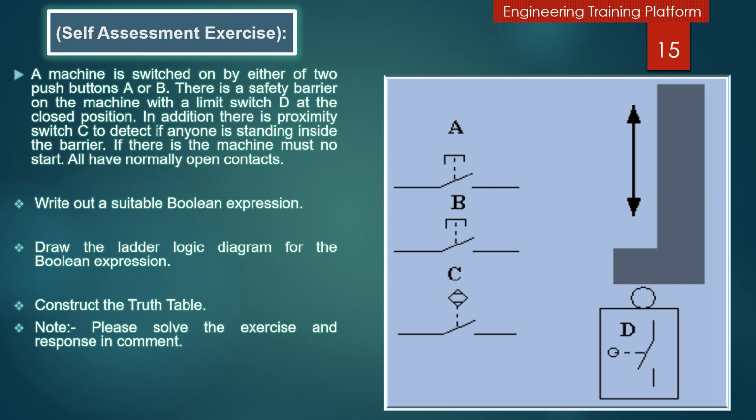Now what I need from you is to write out a suitable Boolean expression and put zeros and ones for all conditions. Make 0000 for the inputs, starting from 000, 001, 010, 011, 100, to check all the conditions, and what will happen to the result. Then write out a suitable Boolean expression, draw the ladder logic diagram for the Boolean expression and construct the truth table.